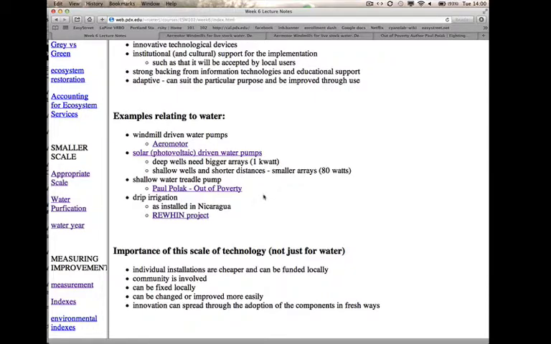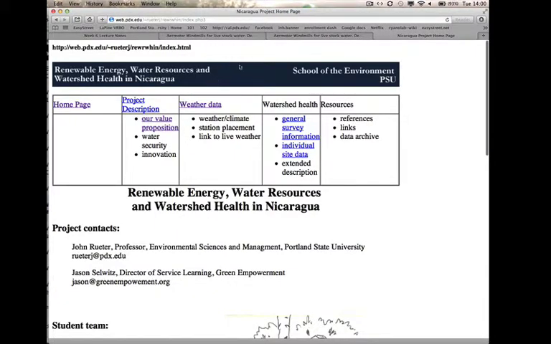Another example of this same approach was some work that I did in Nicaragua, and the purpose of this study was to provide better information on renewable energy, water resources, and watershed health. Those 3 things, and provide that information to the rural farmers and the local businesses in the town, so that those 2 sides could get together, and farmers could buy the appropriate solar equipment, and the town business people would be able to understand what solar equipment might be useful to farmers.